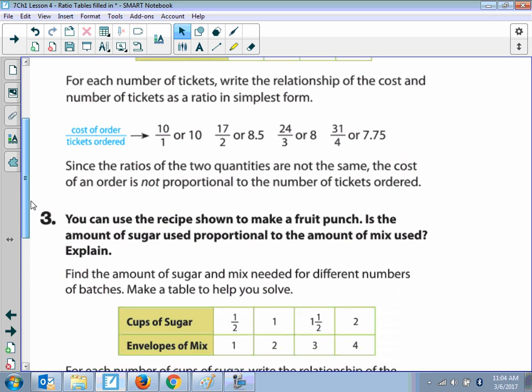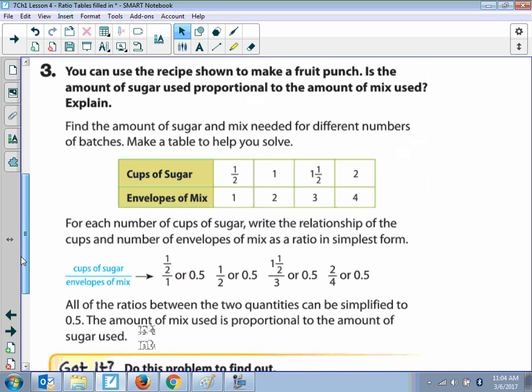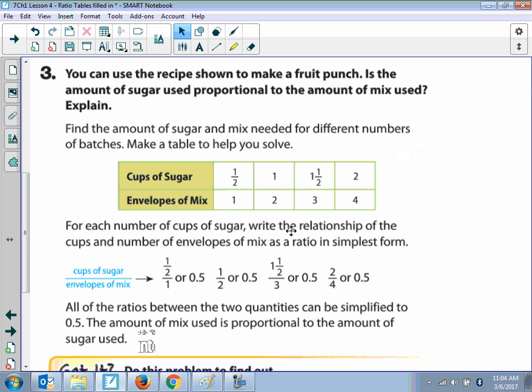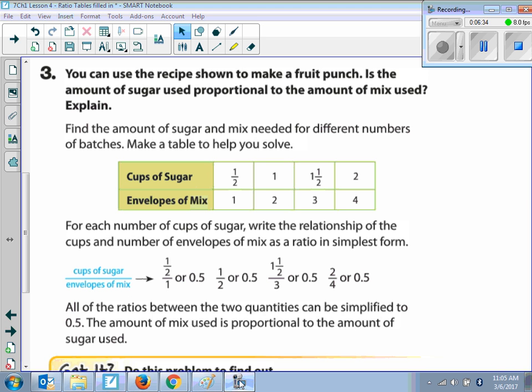All right. So we could also use a recipe shown for fruit punch. Once again, this is a complex fraction, right? When we create the ratio using the complex fraction, we can still simplify to a unit rate. So this is 1/2 to 1. This is 1 to 2, which simplifies to 1/2. 1.5 to 3, which simplifies to 1/2. And 2 to 4 simplifies to 1/2. So in this recipe, is it proportional or non-proportional? Very good. That is proportional.